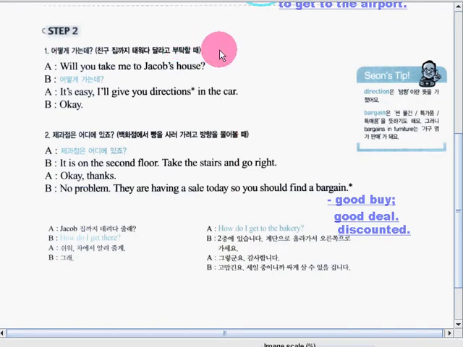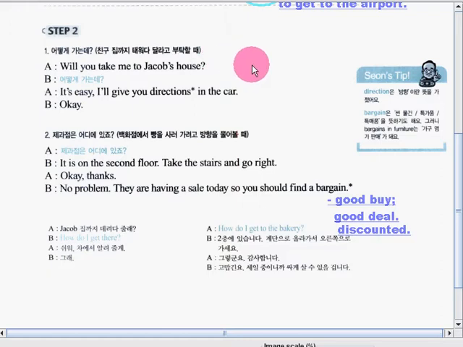Will you take me to Jacob's house? It's easy. I'll give you your directions in the car. Number 2. It is on the 2nd floor. Take the stairs and go right. No problem. They are having a sale today, so you should find a bargain.